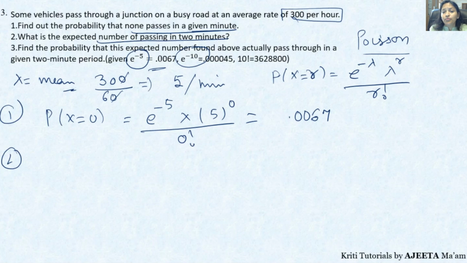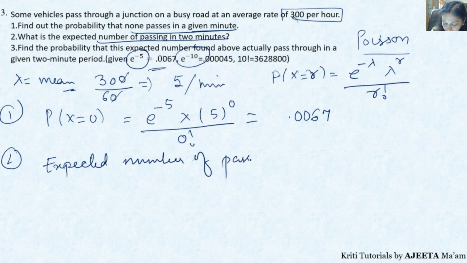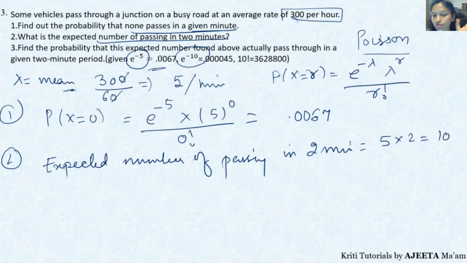Now second is expected number of passing in 2 minutes. Simple, expected number बोल रहा है. Expected number is what? Mean only. Okay. So 5 people are passing in a minute. So how many people will pass in 2 minutes? So expected number in 2 minutes will be simply 5 into 2. That is 10 people may pass in 2 minutes.